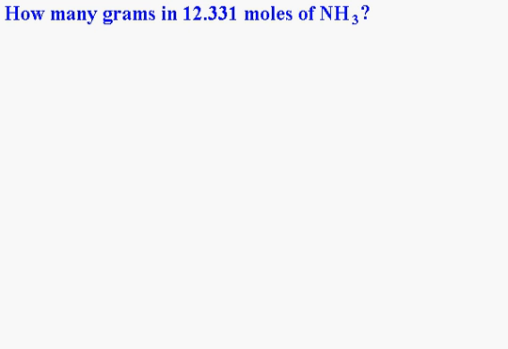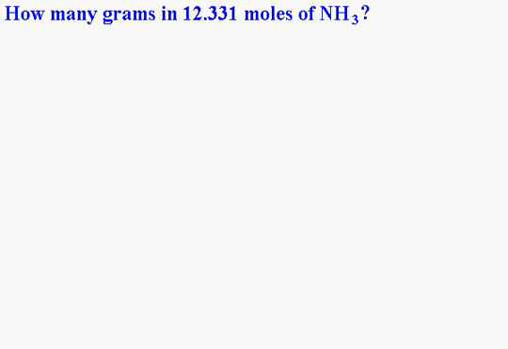This example takes the important mole concept and turns it around. Instead of converting from grams to moles, in this case we're going to convert from moles to grams. We know that there are 12.331 moles of NH3. The question is, how many grams is that?